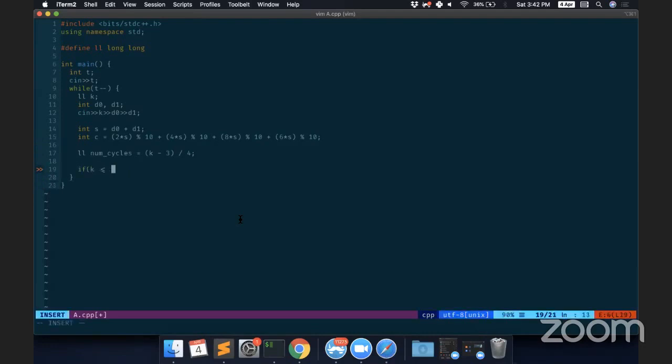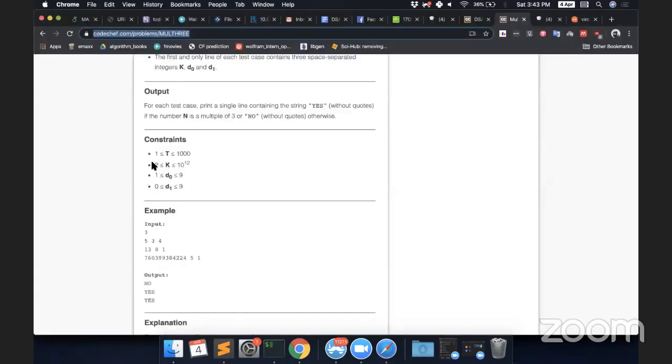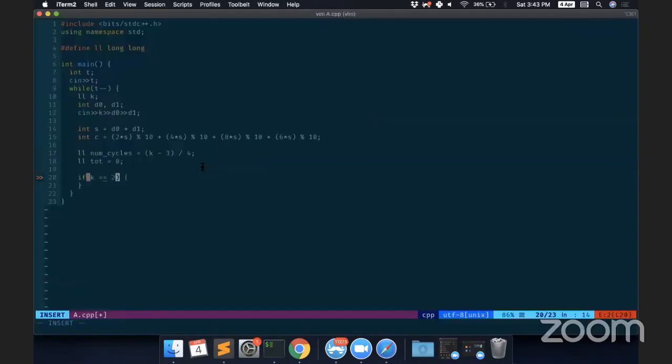Firstly, we can handle some cases. Do we need to handle these cases? Yeah, we need to handle these cases separately. So then the total will be, let's see, what's the smallest value of k possible? Okay, so k actually starts from 2 itself, right? So k equals 2. Then the total will be equal to s plus s, because it will be d0 plus d1 plus d2, and d2 we know is s, right? So it will be 2 times s. That's it.